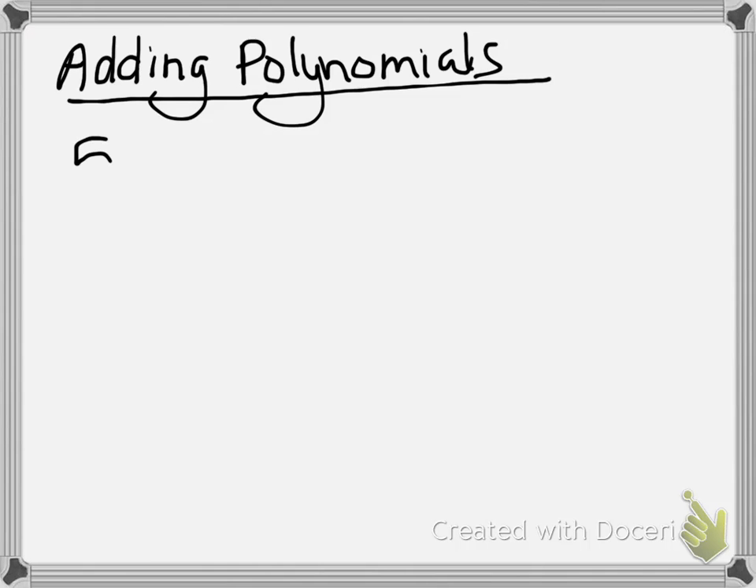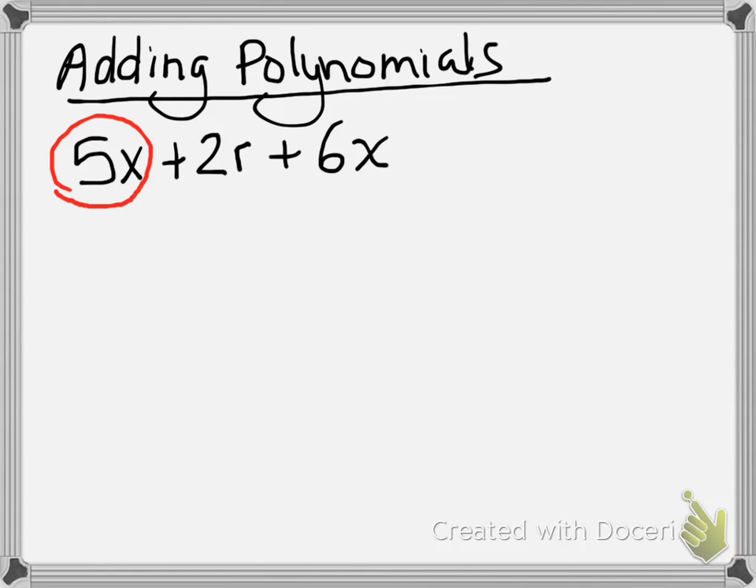So if we take a couple of monomials, 5x plus 2r plus 6x, it's important that you see that there's 3 of those there, and that again, if I circled them, this plus sign right here goes with the 2r, and this one goes with the 6x. Not a big deal when it's addition, huge deal when it's subtraction.